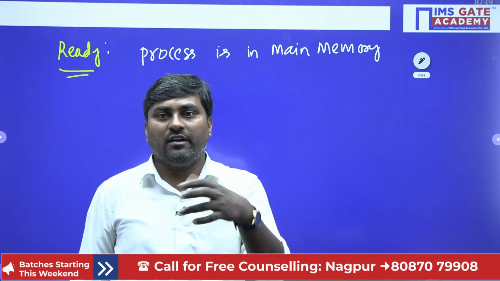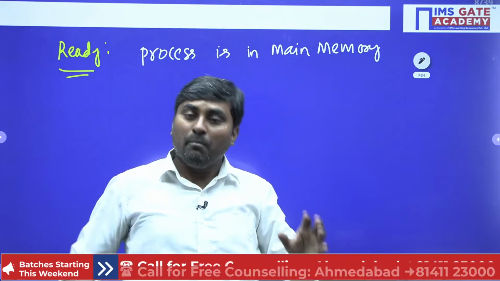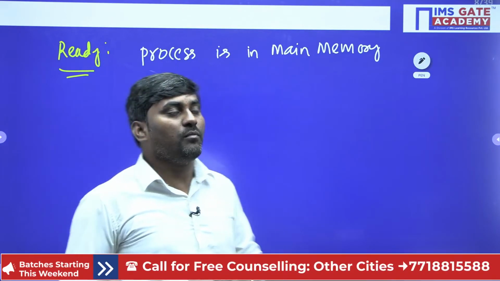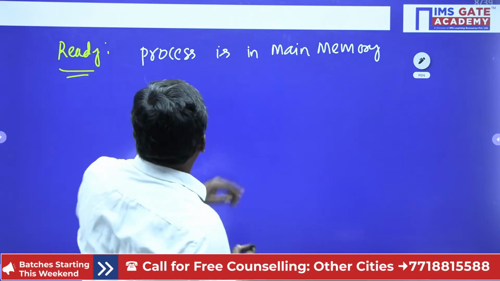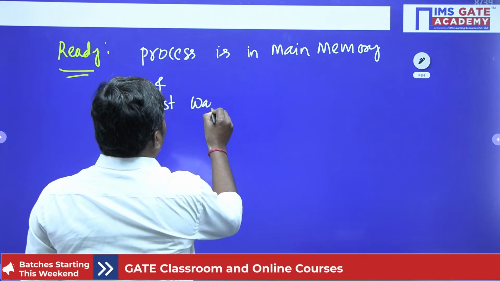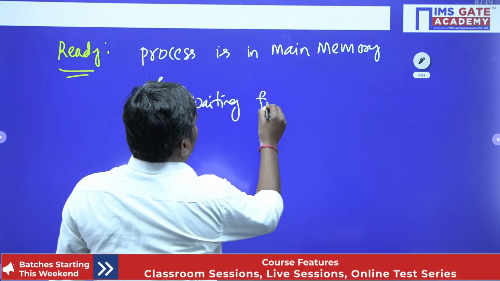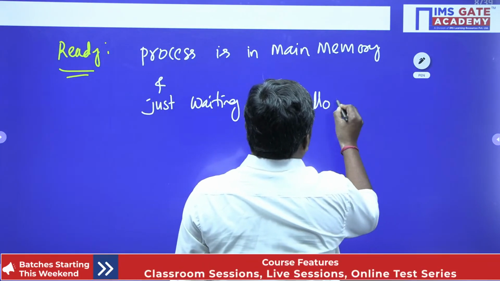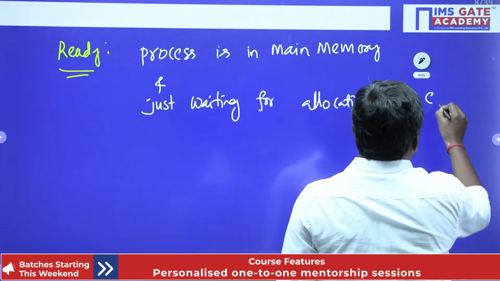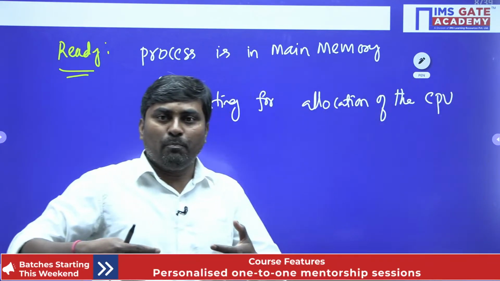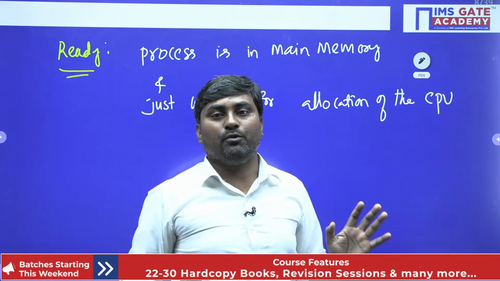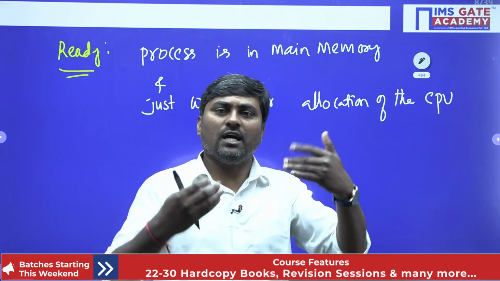When I say ready state, ready means what? The process in main memory is just waiting for allocation of the CPU. So first I am telling you the process is in main memory, and it is just waiting for allocation of the CPU. Allocation of the CPU means whenever the process is in memory, it is just waiting for acquisition of the CPU. The moment the CPU gets to me, I will start execution.